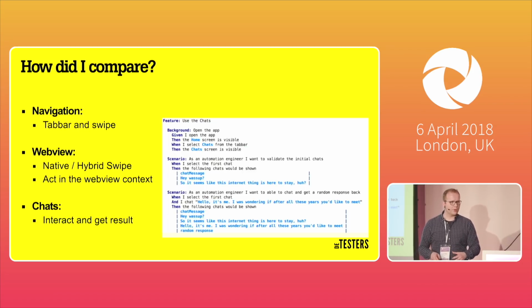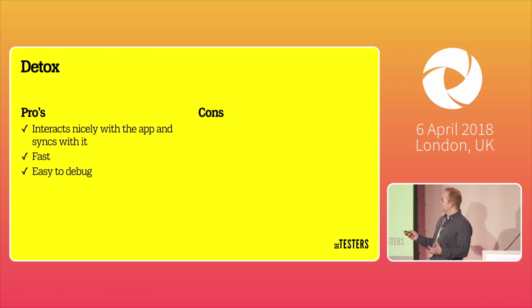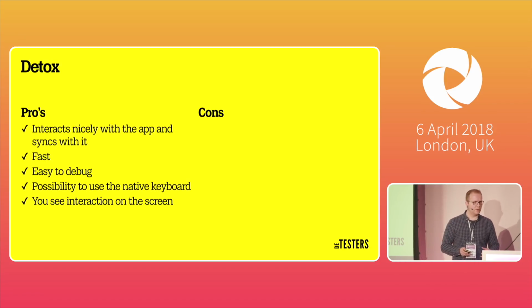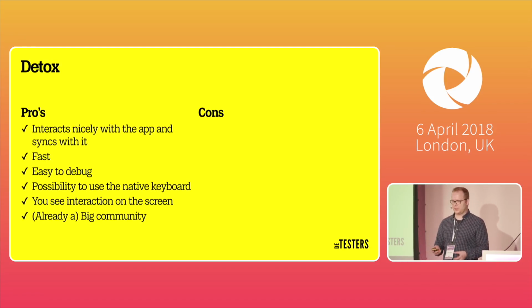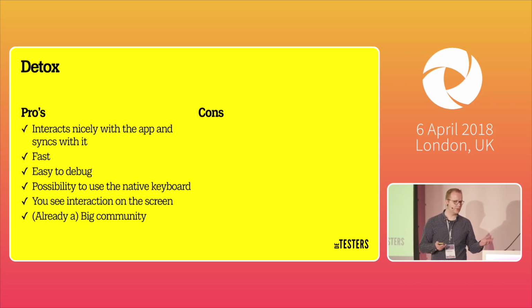So now we're diving more into detail. We're really automating with the two tools. If we first look at Detox, we have some pros. I don't know if you know Detox, but Detox is created by Wix, and what it basically does, they call it a gray box testing tool. It's a tool that wraps itself around the app, making it very fast, and it also interacts with the app. It synchronizes with all the things that are happening. If you're used to, for example, using Protractor together with Angular, it also waits for certain actions before elements appear. Well, Detox does the same.